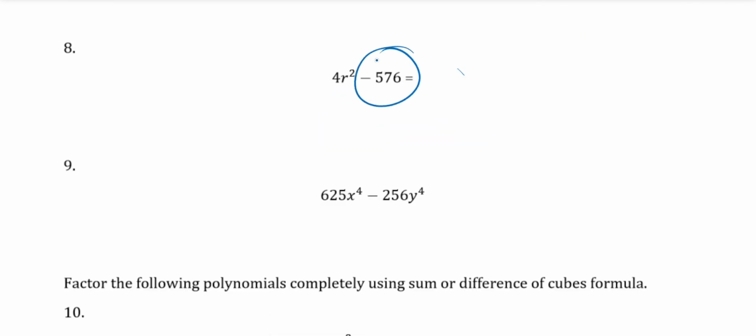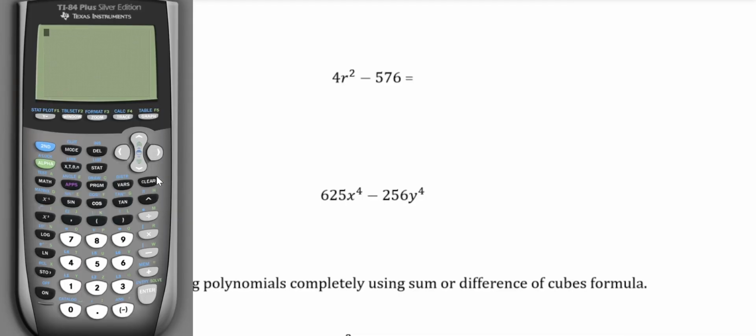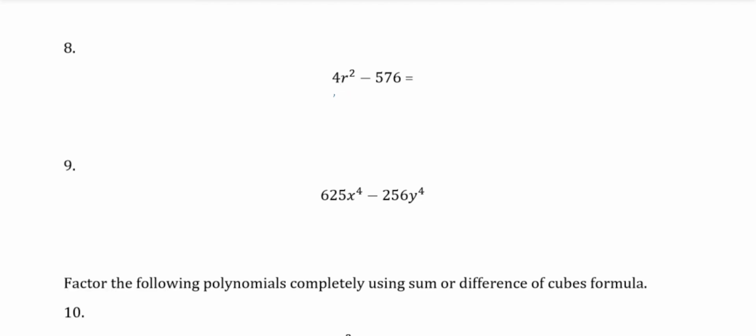Here we have another example. Is 576 a square? That's the question. Well, maybe you don't have all of your squares memorized up to 576, but we could just take the square root, or the 1/2 power, and find out that that is 24 squared. So rewriting this, we have 2r squared minus 24 squared. In other words, we could factor as 2r plus 24 times 2r minus 24.